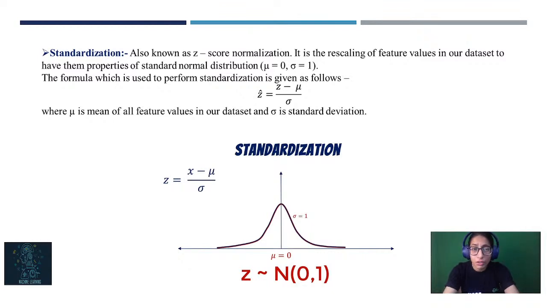This is a property of the standard normal distribution, where the mean should be 0 and the variance should be 1. The formula used for standardization is z equals x minus mu divided by sigma, where mu is the mean and sigma is the standard deviation. The mean should be 0 and the standard deviation should be 1, or the variance should be 1.